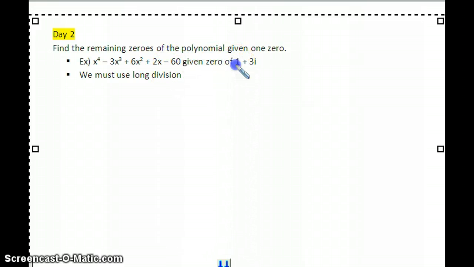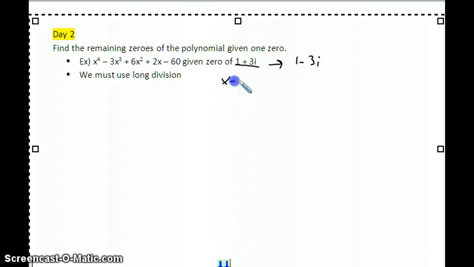But notice that you're also given a 0, and that 0 is a complex number, part imaginary, part real. So if you're given a 0 that is a complex number, its conjugate will also be a 0. So for this example, 1 minus 3i is also a 0. And what I know is that zeros should divide evenly into the polynomial. If I multiply these factors together, that answer should divide evenly into here. So let's first write these as factors.